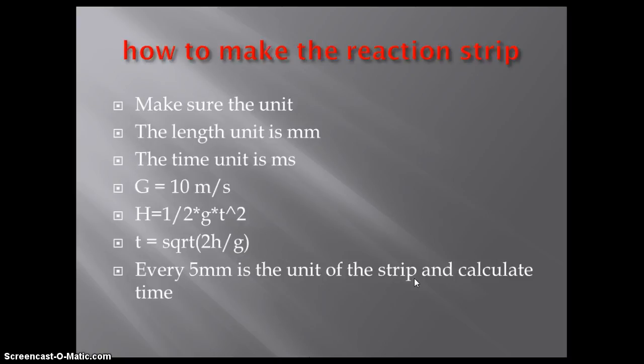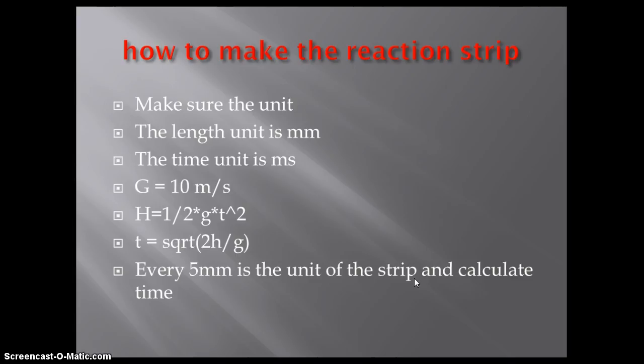So how do we make this reaction strip? First, you need to make sure of the units. The unit of length is millimeters, and the time unit is milliseconds. g is equal to 10 meters per second squared. I use 10 because it's easy to calculate. So h is equal to half g t squared, so t is equal to the square root of 2h divided by g.